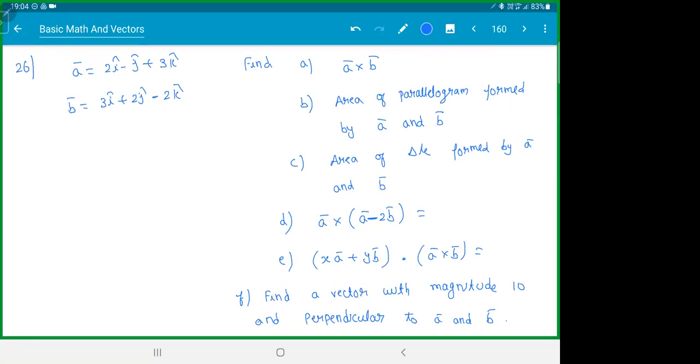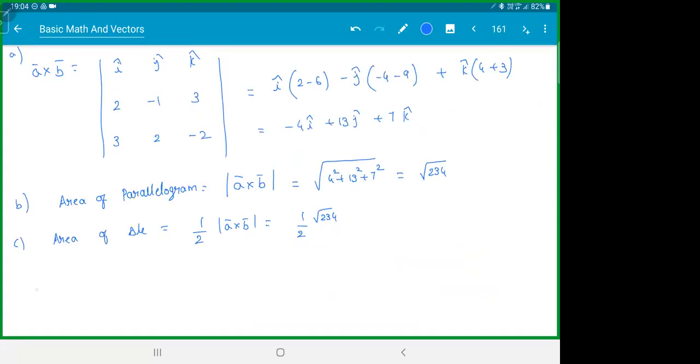What is the answer for the fourth one? 8 minus 26. See, now D, right? Most people now do A minus 2B and don't do that. That is pretty lengthy. Easy would be this: A cross (A bar minus 2B bar). Now first expand this only. This will give you A cross A bar minus 2 times A cross B bar.